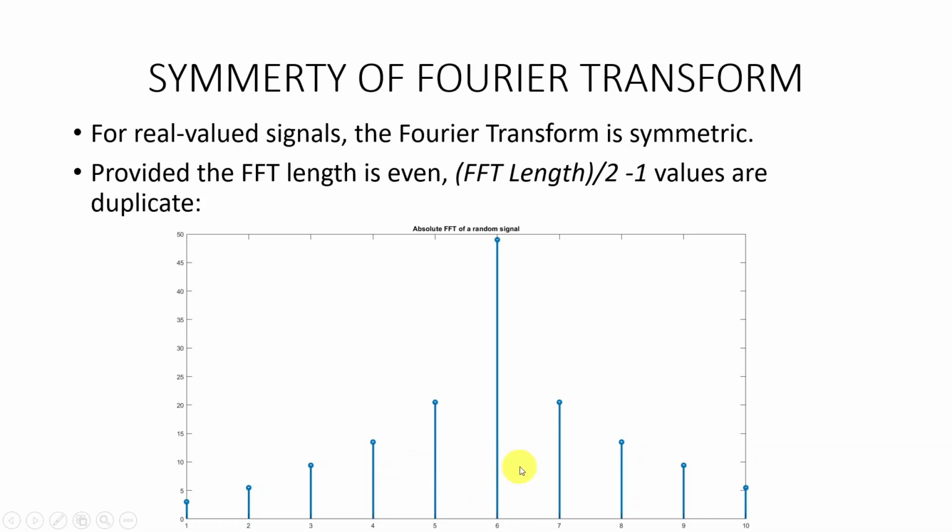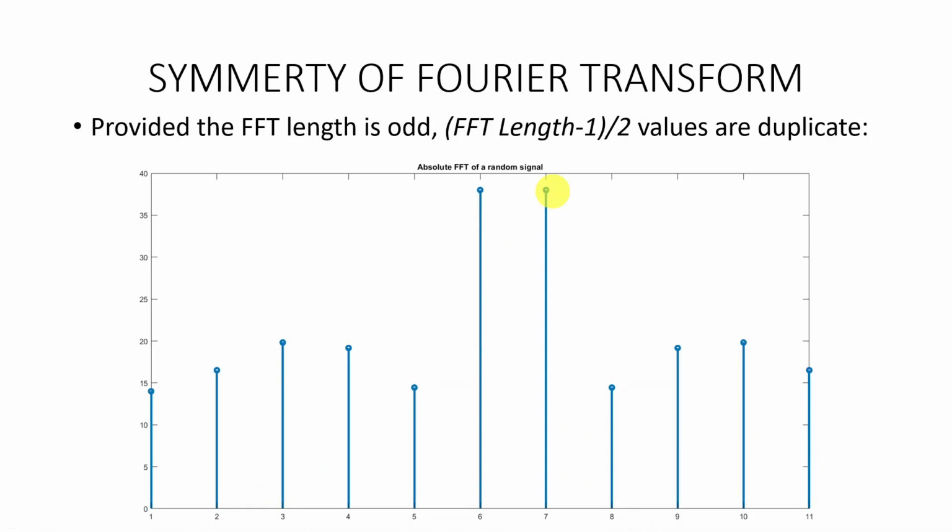The samples 5 and 7 are equal, 4 and 8 are equal, 3 and 9 are equal, and 2 and 10 are equal. Since the length of this Fourier transform is even, which is 10, there are two samples which have no duplicate values, and those are the first sample and the sixth sample. However, if the Fourier transform length is odd, then there is only one sample which has no duplicate value, and that is the first sample.